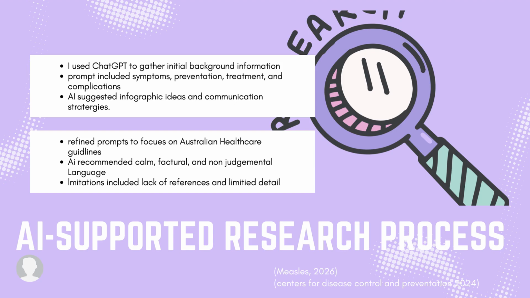According to Immunisation in 2024, children in Australia receive the MMR vaccine at 12 months and the MMRV vaccine at 18 months. Although AI gave me a useful starting point, it was important to fact check the information using reliable evidence-based sources. I'll now discuss the literature review and how I verified the accuracy of this information.